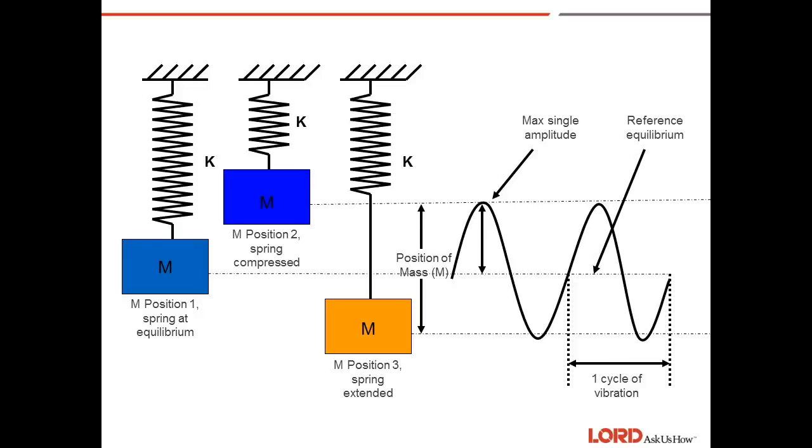The period, or amount of time to complete one cycle, is the time it takes for the mass to move from its equilibrium position to its peak in one direction, its peak in the other direction, and back to its equilibrium position.